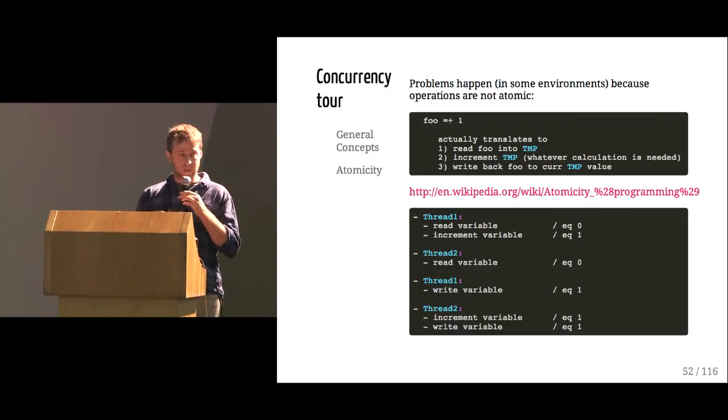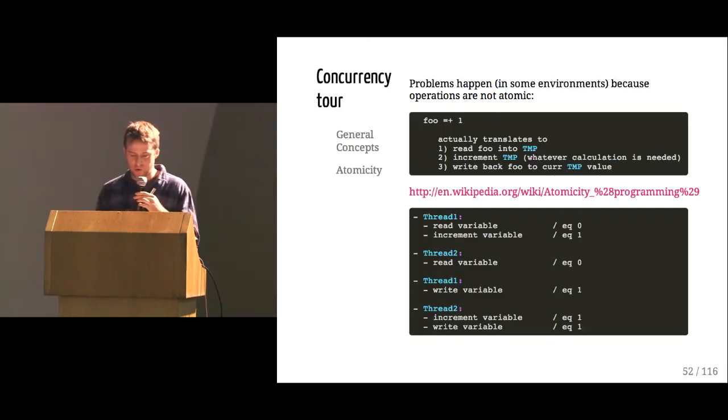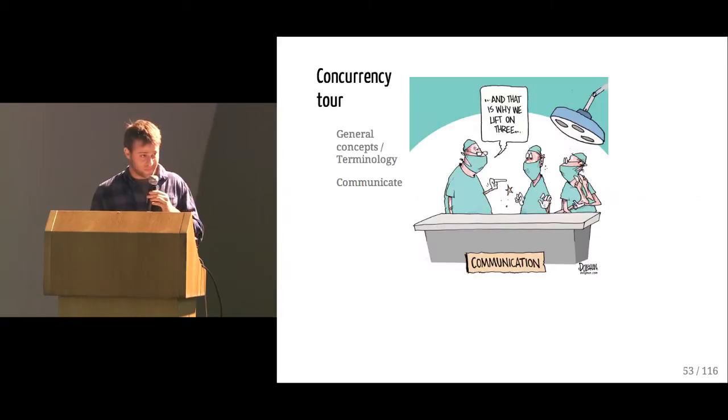And then the first thread writes it back to RAM. The second thread picks up from where it left off, it increments it, it's one, and it pushes it down to RAM, and it's one, whereas in reality, this should have been two, right? That's a serious problem, because you can't trust that your program is doing what you think it's doing. It's really bad. People can die.